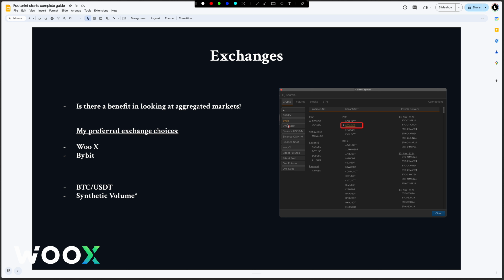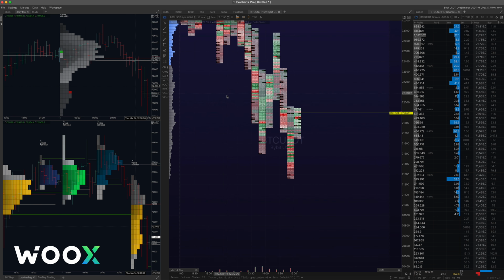So looking at all of it together, it might give you an edge, but I'm here to tell you that it's not 100% necessary. Actually, the way I do it is I look at mainly WooX and Bybit, primarily Bybit for the order flow, and then I'm trading on WooX, right? Okay, and I'm looking at BTC USDT. Now, you've got synthetic volume.